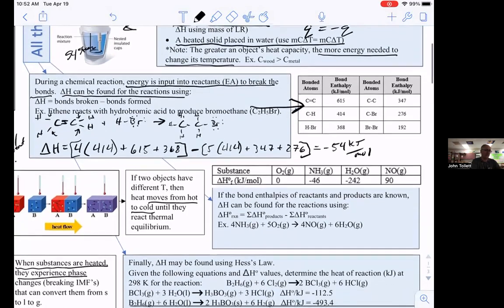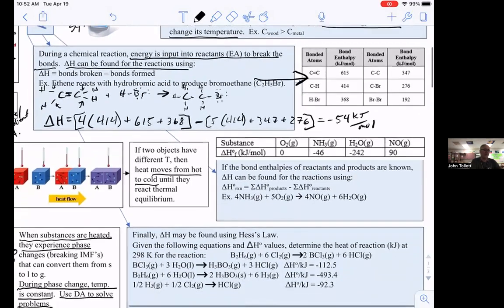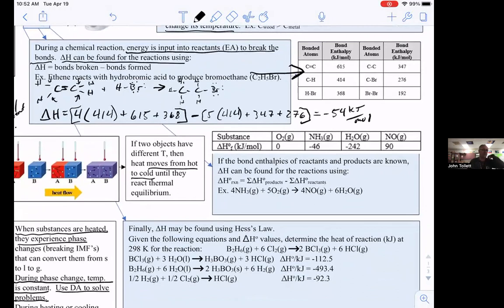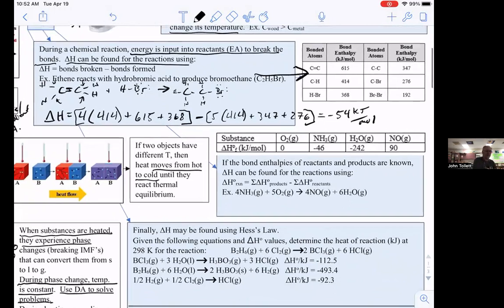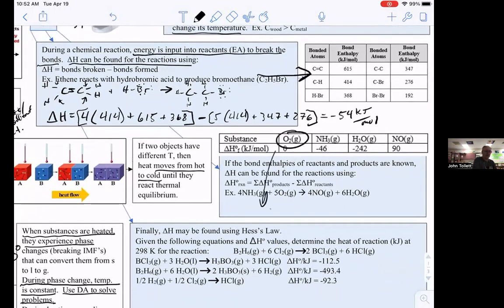So if we go down here, instead of the bond enthalpies, where the enthalpies of reactants and products are known, delta H can be found by doing, now these are enthalpies of formation, not bond enthalpies. So this is the amount of energy that was gained or released when the substance was made from its elements. And sometimes students kind of miss that. So O2 here would be oxygen combining with another oxygen to produce O2. That doesn't require any energy, and it just naturally happens. And so that's why that enthalpy is actually 0.